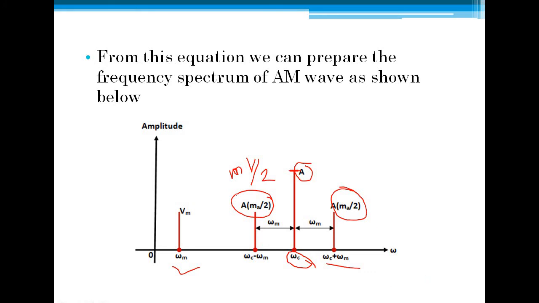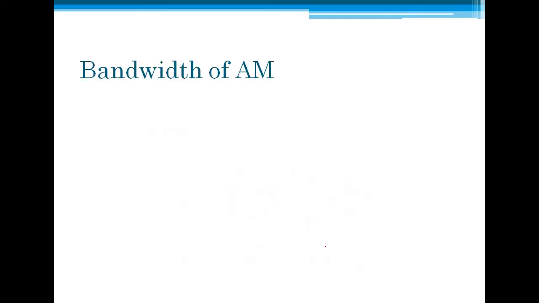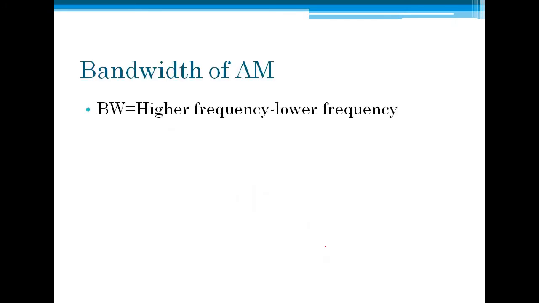It is having 3 bands, 1, 2, 3, and from this we are going to find out the bandwidth. Now we know what a bandwidth is. Bandwidth is nothing but the difference between the higher frequency and the lower frequency, or it's a range of frequency over which the particular system works. It is defined by the difference between the higher frequency and the lower frequency.